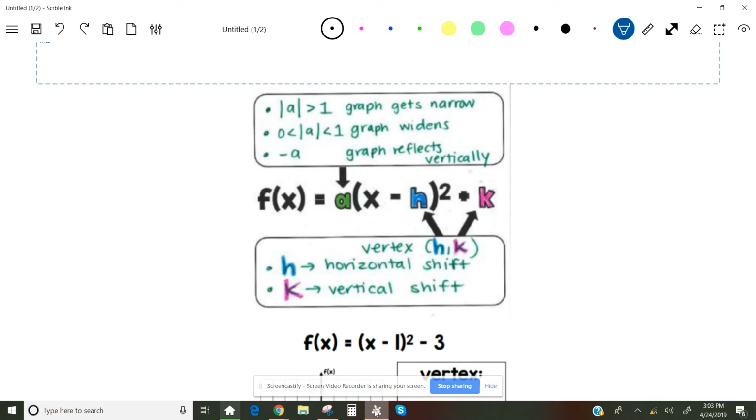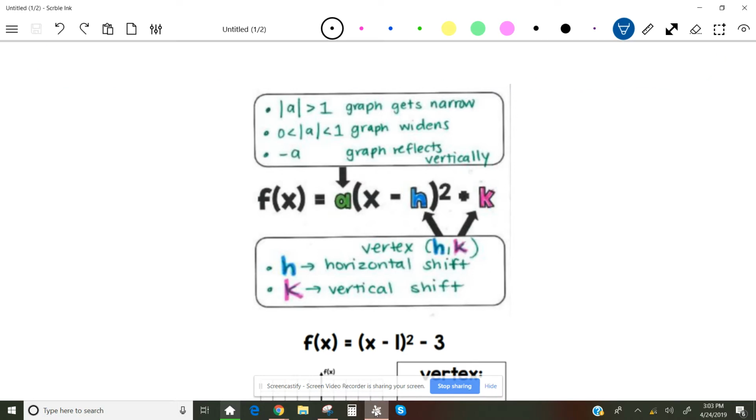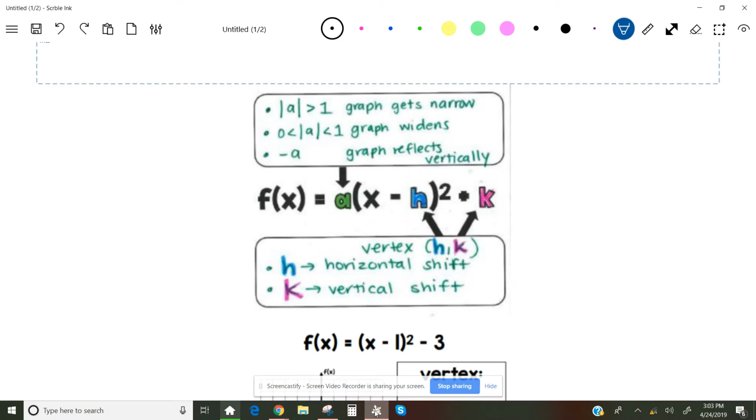All right. Each one of these variables that are a part of vertex form has a different meaning and tells you where and how your graph is going to transform, how it's going to change from its original state. So our A gives us a lot of information. If the absolute value of your A is greater than 1, like 3 or 4 or 5, then your graph is going to get really, really narrow, which means really skinny.